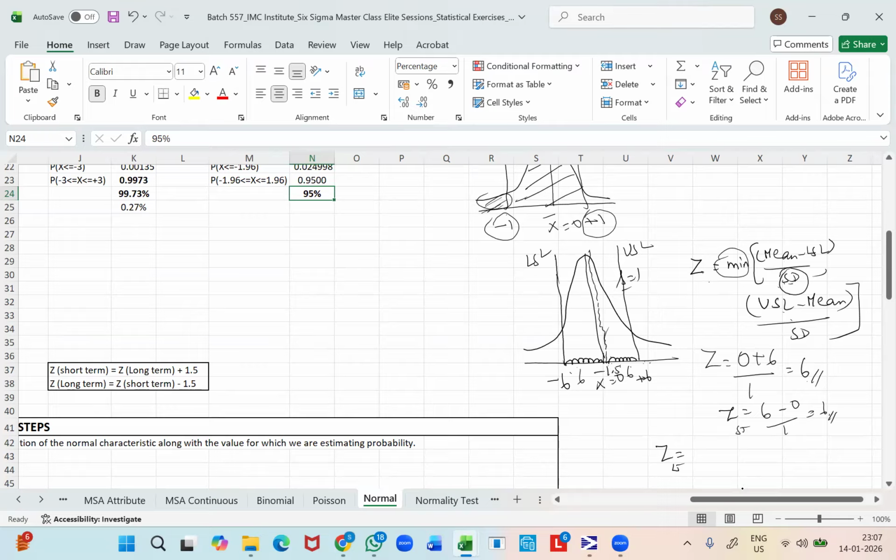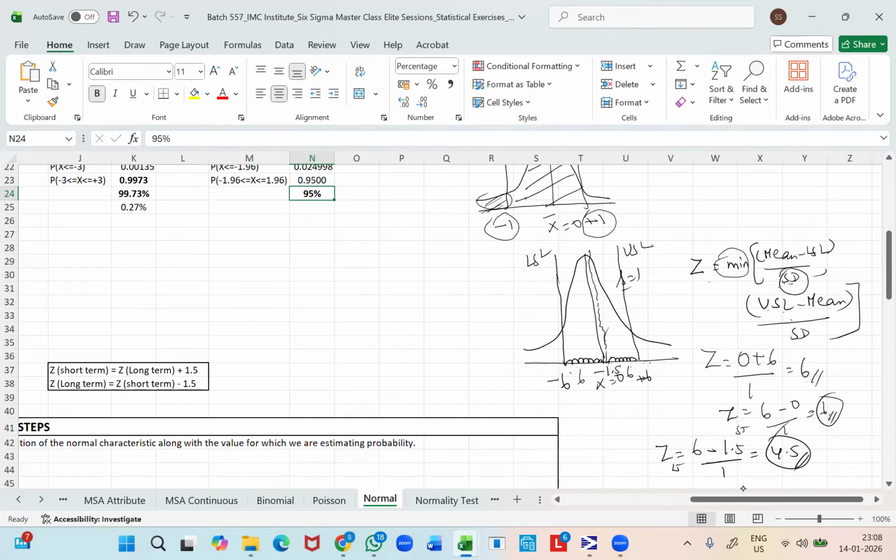But then we know since the mean is tilting towards the USL side, let us apply the USL side formula to calculate the new sigma level, which is the long-term sigma level as per Motorola. So what is USL? It remains as plus 6 minus mean is 1.5 divided by standard deviation, which is 1. So the new sigma level or the long-term sigma level will be 4.5. So the short-term sigma level is 6. The long-term sigma level will be 1.5 less than the short-term sigma level as per Motorola.